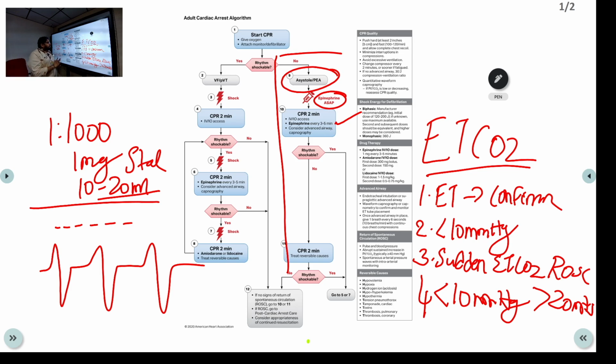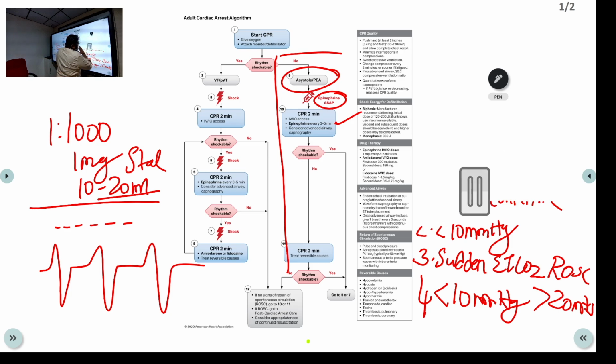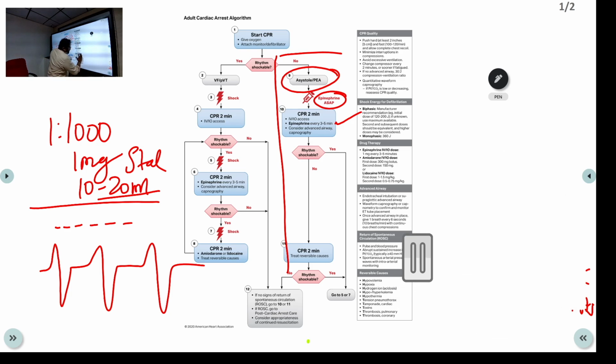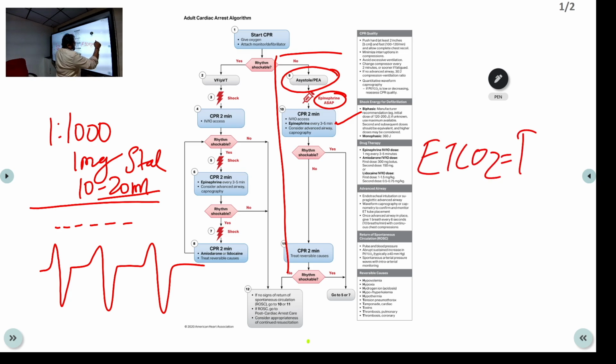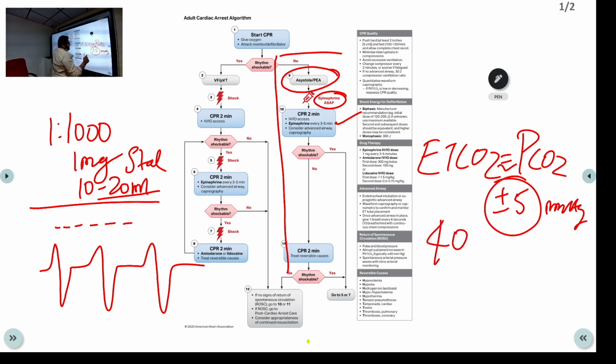Okay. See, another thing is that if the patient is having a normal lung... so suppose you have a patient with COPD, right? So in COPD, what can happen? They can have carbon dioxide retention. So ETCO2 and PCO2 have an association. It is not equal, it is almost equal. It is plus or minus 5. So suppose the ETCO2 is around 40, the PCO2 will be around 40 plus or minus 5.